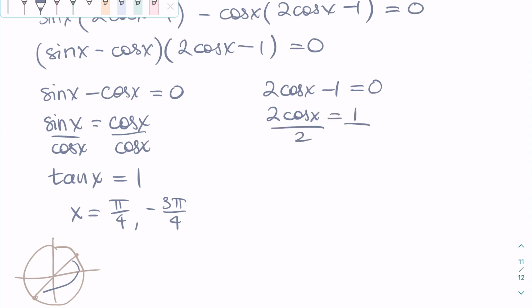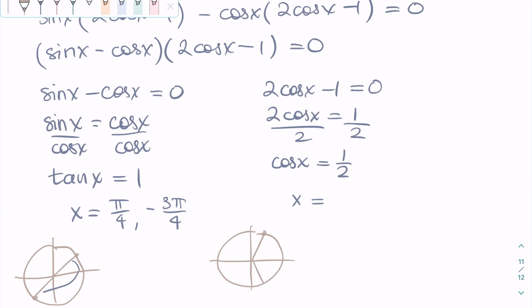So 2 cosine x minus 1 is 0. So that means that cosine x equals 1/2, and x equals pi over 3 and 5 pi over 3. But remember that 5 pi over 3 is out of the domain, so we write minus pi over 3. So the final answer is that x is minus 3 pi over 4, minus pi over 3, pi over 4, and pi over 3.